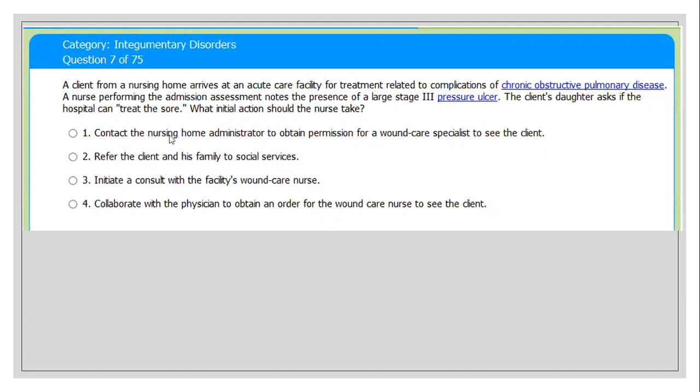Number 1, contact the nursing home administrator to obtain permission for a wound care specialist to see the client. Number 2, refer the client and his family to social services. Number 3, initiate the consult with the facility's wound care nurse. Number 4, collaborate with the physician to obtain an order for the wound care nurse to see the client.